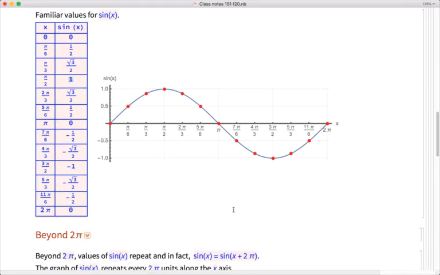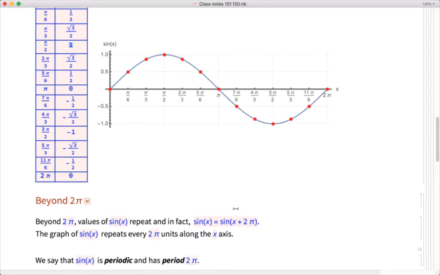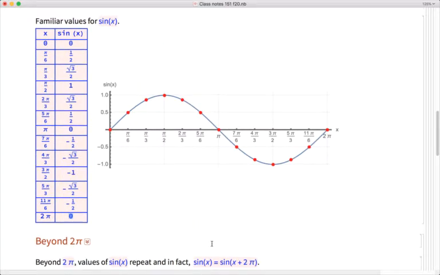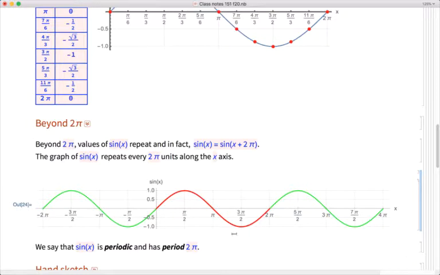Now we can go beyond this 0 to 2 pi range by just remembering that the values of sine are repeating every 2 pi. When we get to 2 pi, it's as if we're starting over at 0 again. So in fact, we can write this down as an equation: sine x is equal to sine of x plus 2 pi. That tells us the graph is going to repeat every 2 pi units along the x-axis. The red part is what we plotted out first, but then the sine graph is just going to repeat every 2 pi units down the x-axis in both directions.